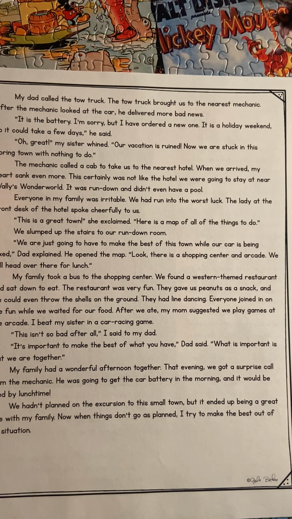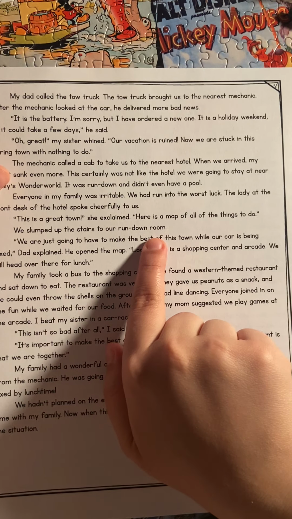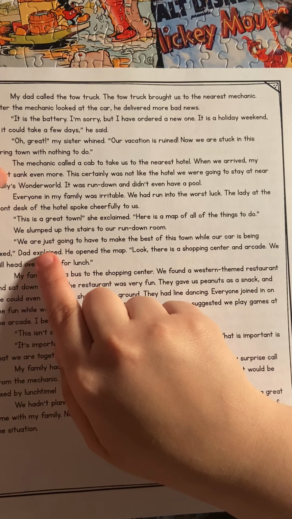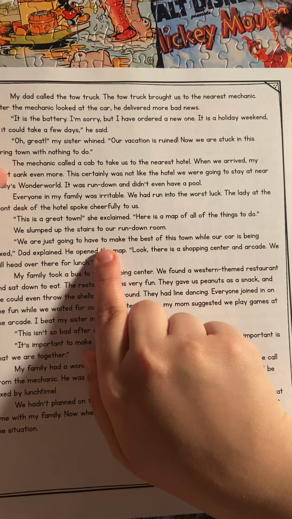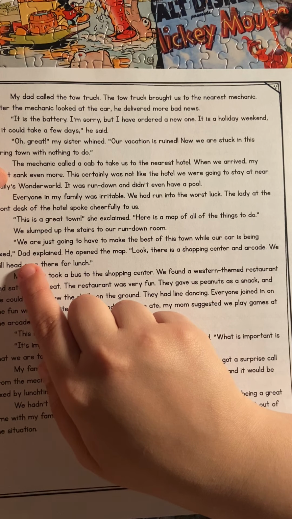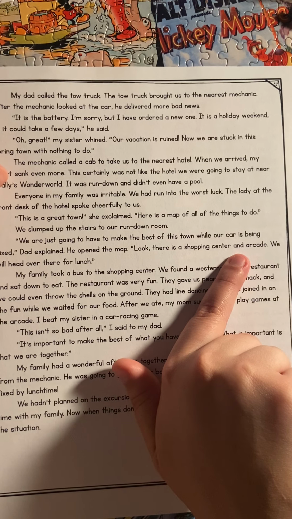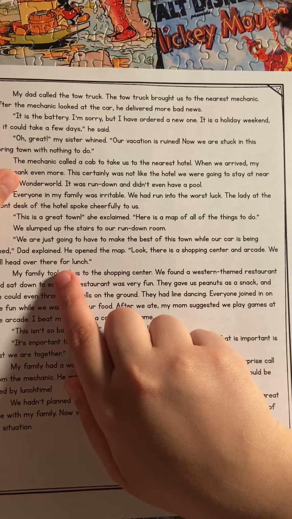We had run into the worst luck. The lady at the front desk of the hotel spoke carefully to us. "This is a great town," she exclaimed. "Here is a map of all the things to do." We slumped up the stairs to our rundown room. "We are just going to have to make the best of this town while our car is being fixed," Dad explained. He opened the map. "Look, there's a shopping center and arcade. We will head over there for lunch."